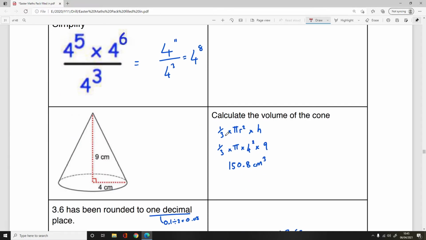Volume of a cone is 1/3 times base area times height. True for a pyramid as well. The base area is a circle, so it's pi r squared. Radius is 4, height is 9, 150.8 centimeters cubed.